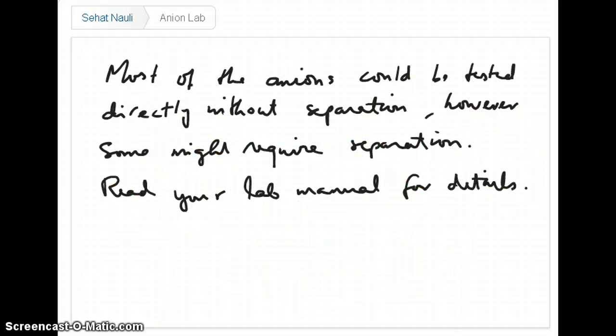Okay. Again, lastly, I just want to repeat the idea that most of the anions could be tested directly without separating them from each other. However, some of the anions do require separation, and these are indicated in your lab procedure. So when you read them, just make sure that you look where it says your potential problem might be you can have other anions that might interfere with the test. That would generally mean that you would have to separate the interfering anions first before you can actually carry out your test.